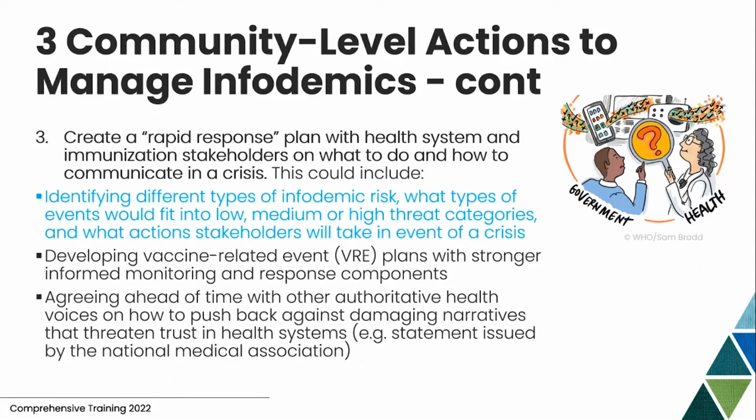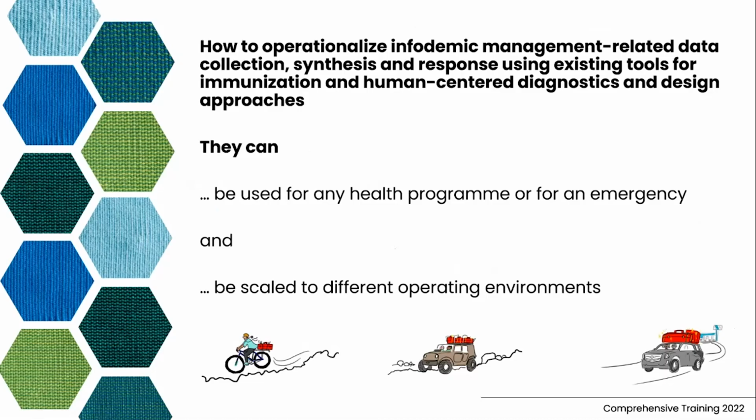And lastly, the third intervention that you could do at the community level is to create a rapid response plan with the health system and immunization stakeholders on what to do and how to communicate in a crisis. Be prepared. There are really different types of infodemic risks that you can prepare for, and what you would do in each particular situation. So Lisa, I would hand it over to you.